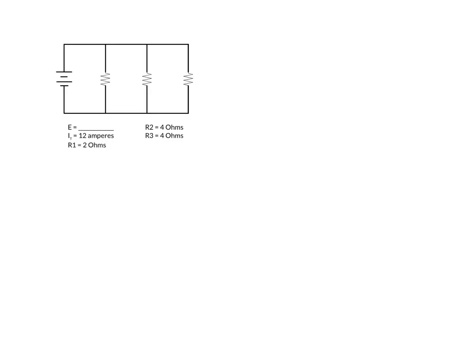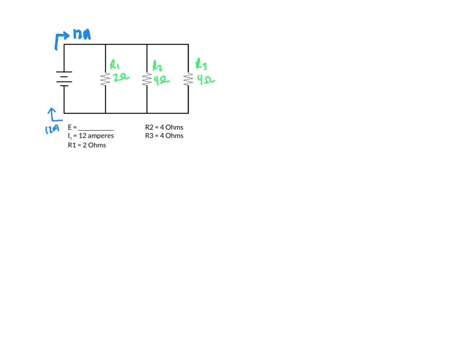All right, so let's take a look at this one. In this case, we're trying to solve for voltage. So again, I just like to label some things to give me a visual, so I'm going to put in here that we've got 12 amps. And coming back on this side, we've got 12 amps. And then our resistors: R1 is 2 ohms, R2 is 4 ohms, and R3 is 4 ohms.